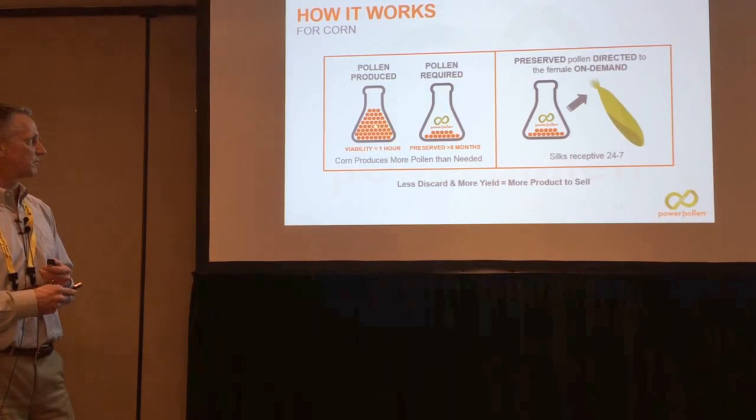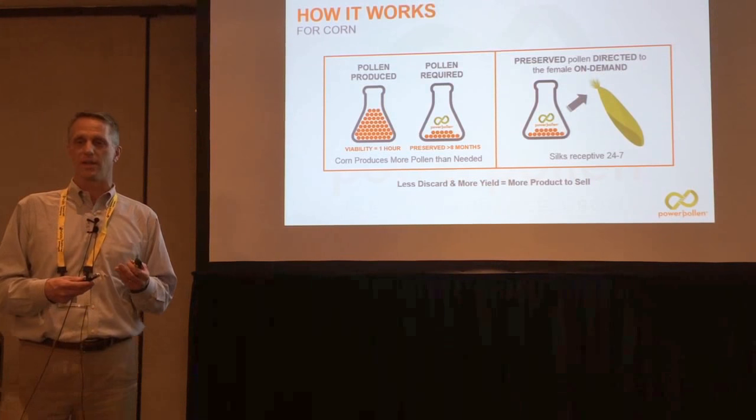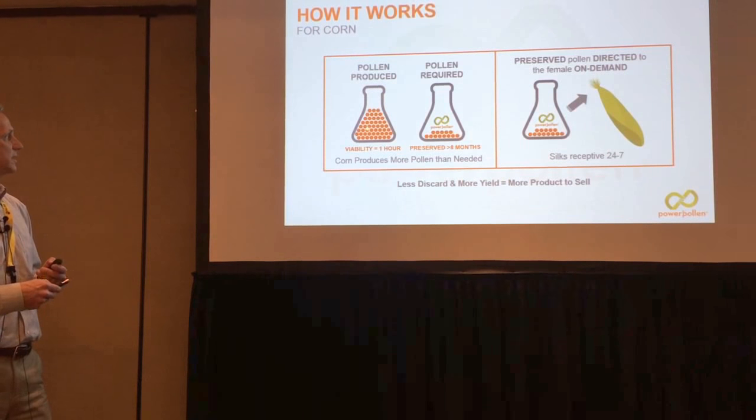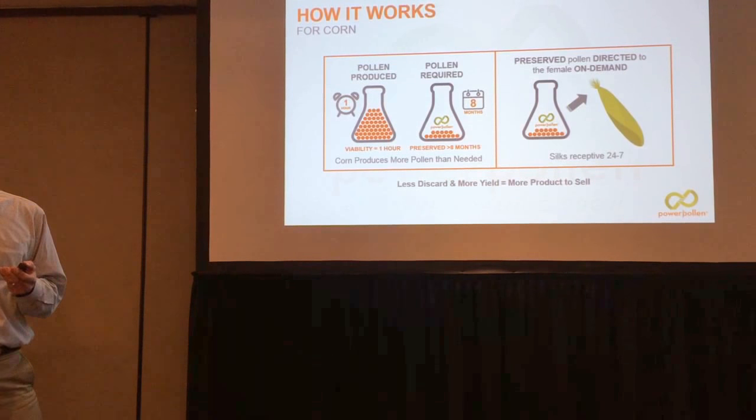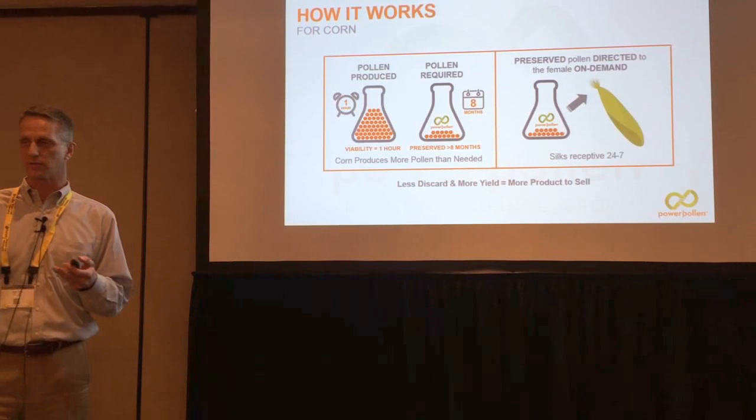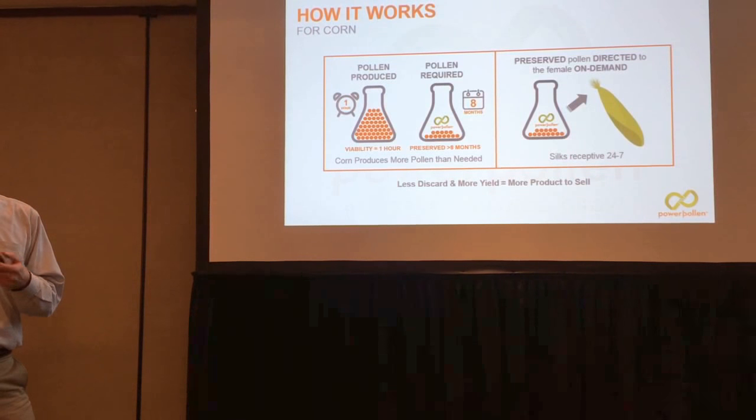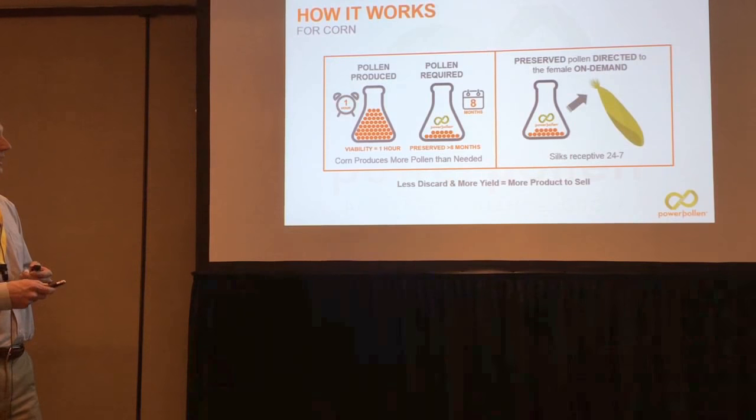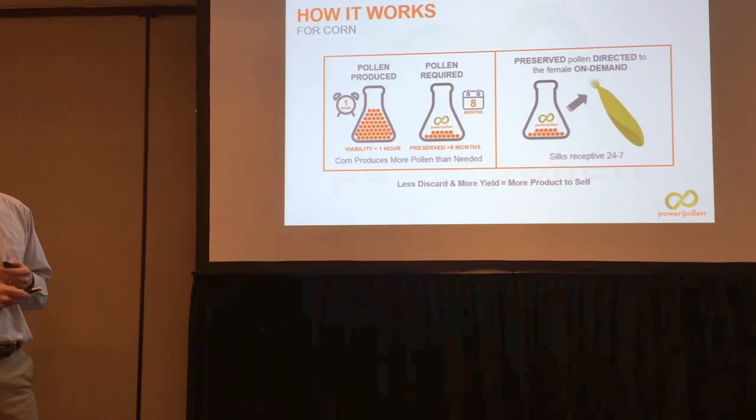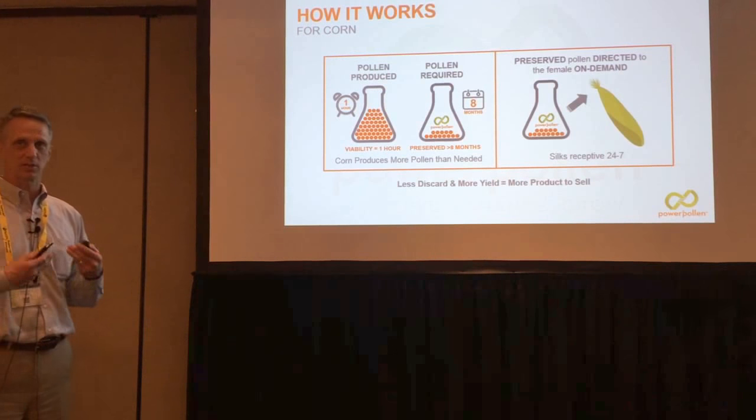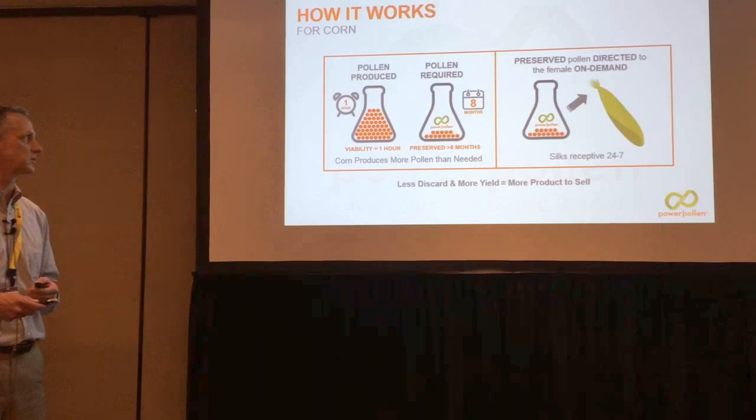So how does it actually work? We take advantage of the fact that corn makes much more pollen than it needs, and it dies very quickly, so we take a very small part of that. We preserve it. We've shown now that we can preserve corn pollen for about 8 months, and that's a first in the corn industry to be done at scale. And we take that small amount of pollen, we direct it where it's needed, when it's needed, which are the silks on the ear, the developing ear, and so you need much less pollen than the traditional system.